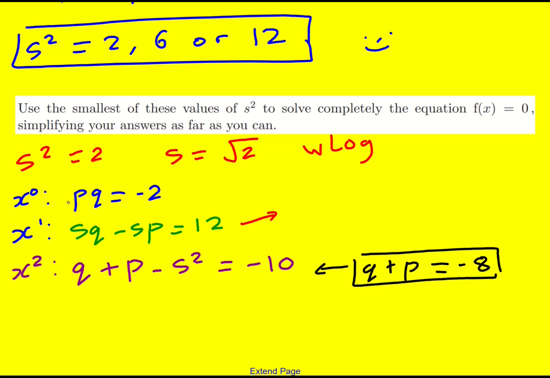I'm going to ignore the one where we're multiplying p and q and instead return to q minus p is 12 over s. So in our case, it's going to be 12 over root 2, or 6 root 2 by rationalizing the denominator, times top and bottom by root 2. 12 root 2 over 2 is 6 root 2.